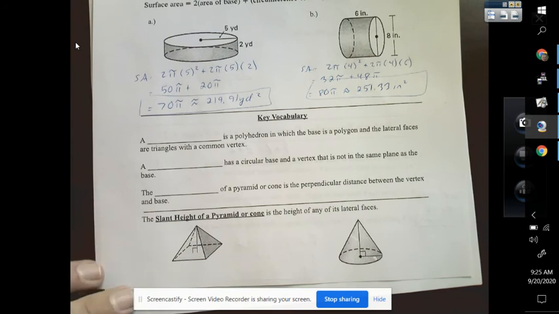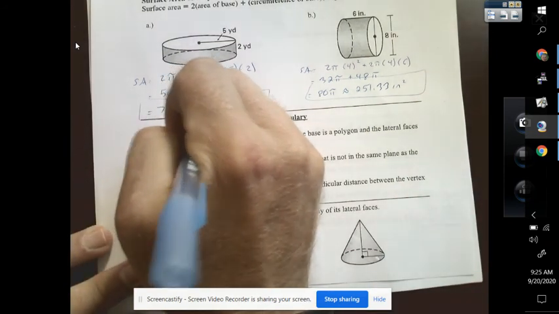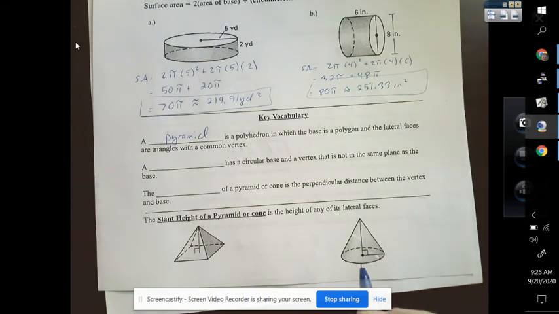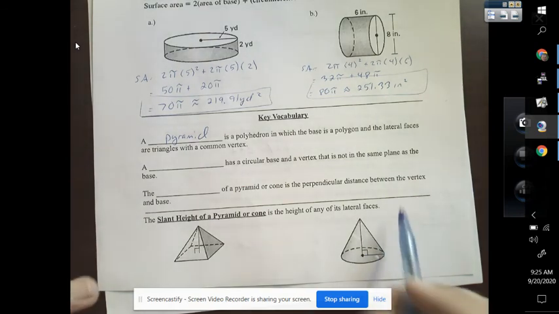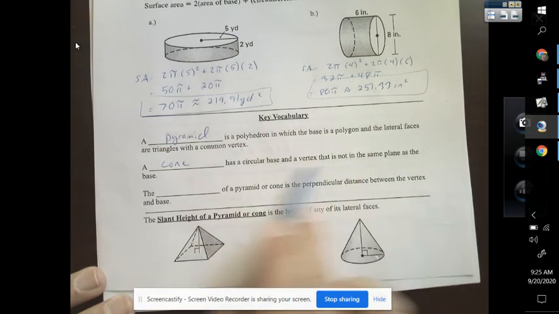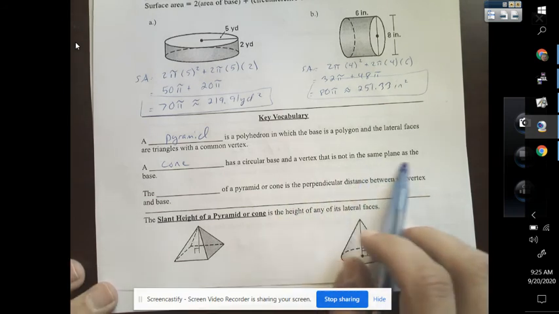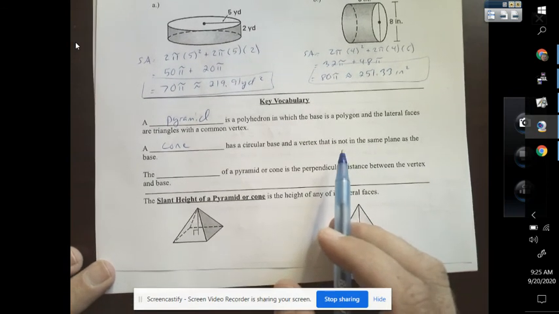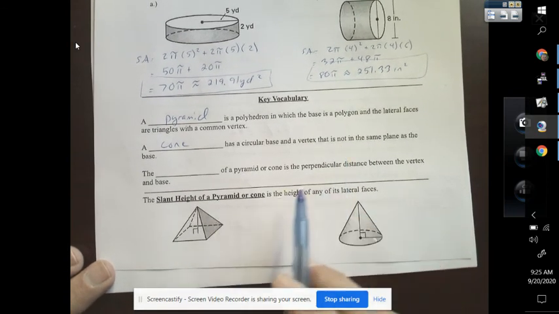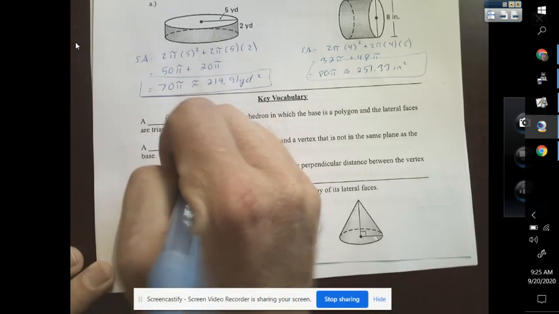So we're down to our last 2 shapes then. The first is a pyramid, a polyhedron in which the base is a polygon and the lateral faces are triangles with a common vertex. You guys have seen a pyramid before. A cone has a circular base and a vertex that is not in the same plane as the base. And lastly, the height of a pyramid or cone is the perpendicular distance from the vertex to the base. This is just your plane height, all right?